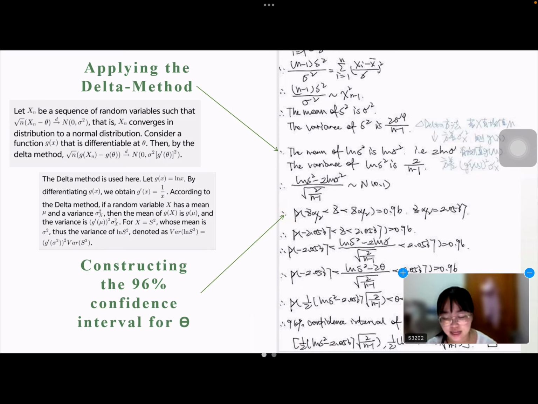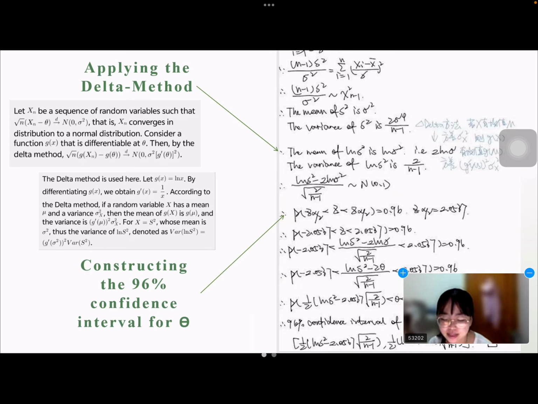And after that, we find that what we need is not just s squared. What we need is ln delta. Ln delta can be obtained from ln delta squared, that is ln s squared. So we need to use the delta method to apply the formula to s squared to get the mean and variance of ln delta squared.